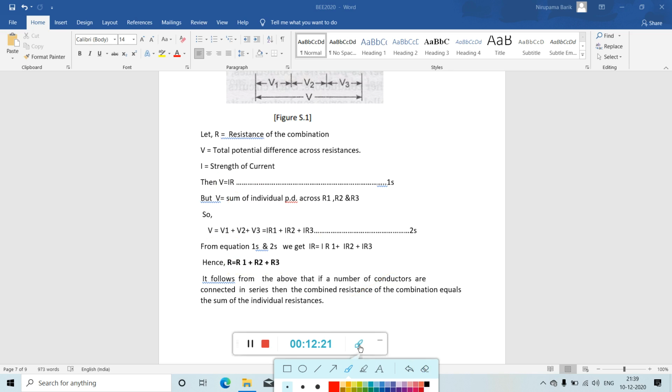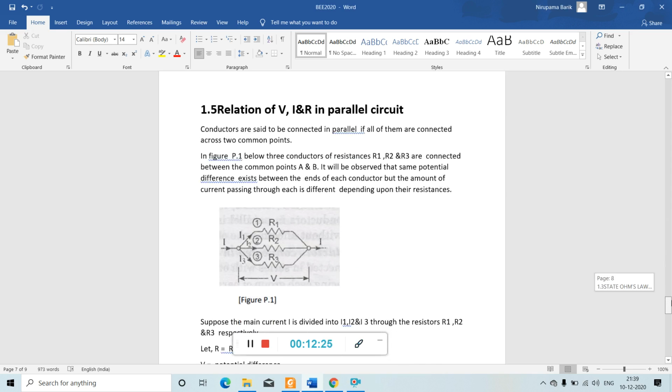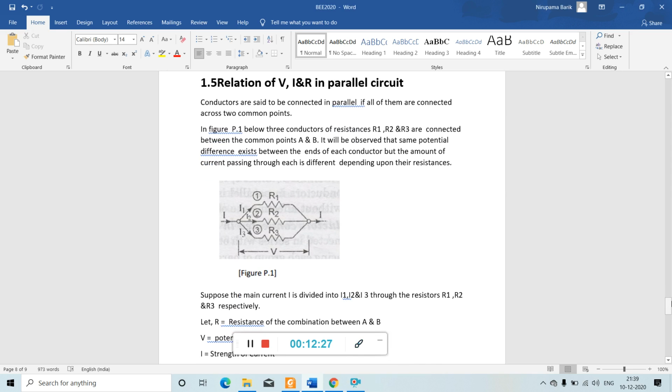So the next one is the relation of V, I and R in parallel circuit. So what is this parallel circuit? Let's first learn about this parallel circuit. Parallel circuit means conductors are said to be connected in parallel if all of them are connected across 2 points.